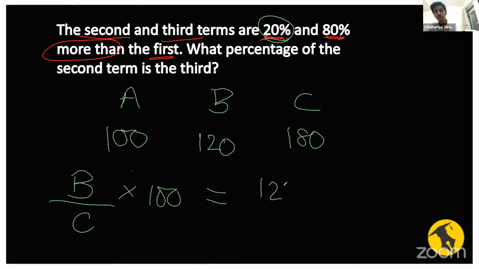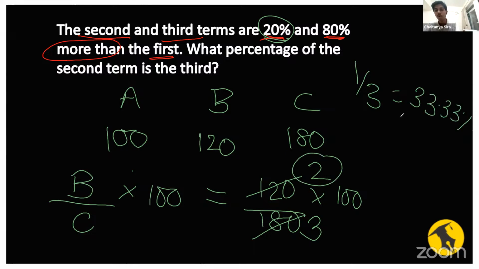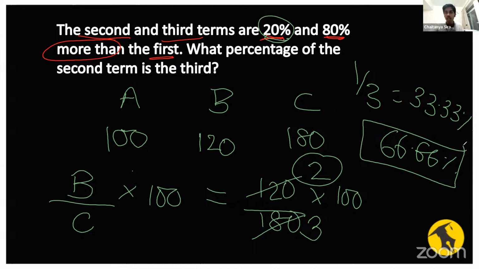It will be nothing but 120 upon 180 into 100. So if I divide it by 60, this will be 2 and this will be 3. We just saw that 1/3 is nothing but 33.33%. So if you multiply it by 2, you will get 66.66% as the correct answer. I hope this logic is clear to you. So my final value I'll write in red. So this is nothing but 66%.